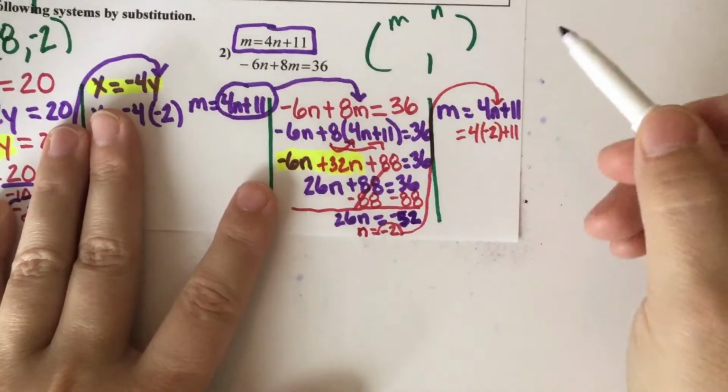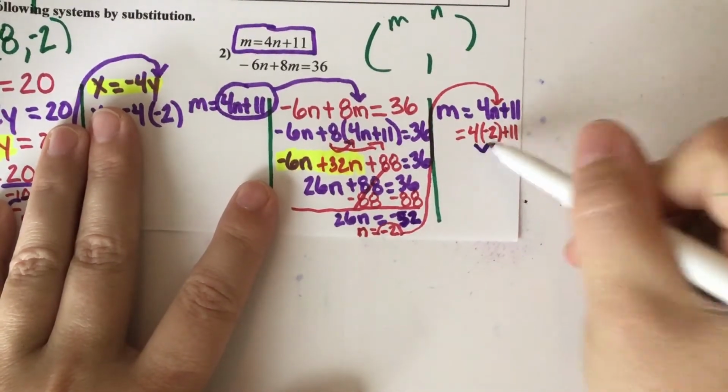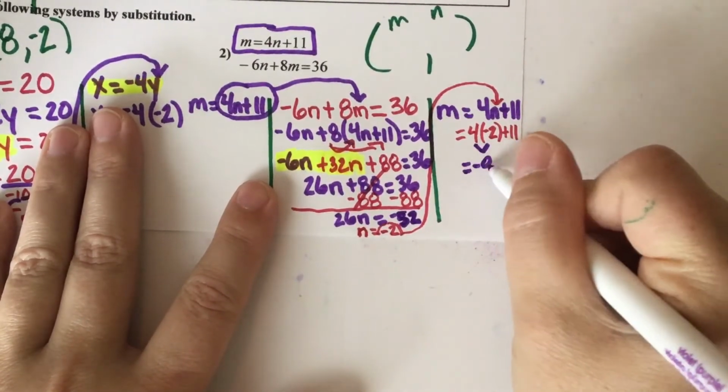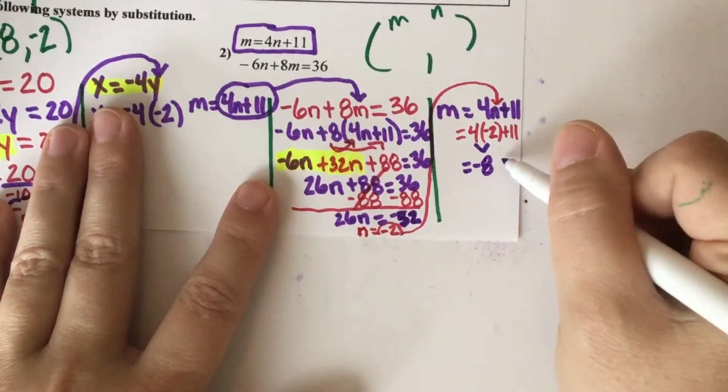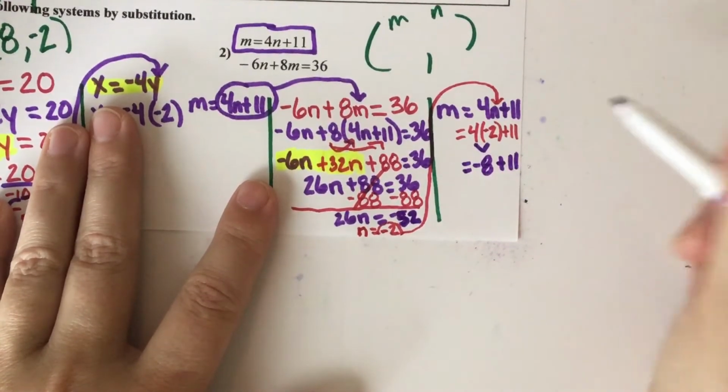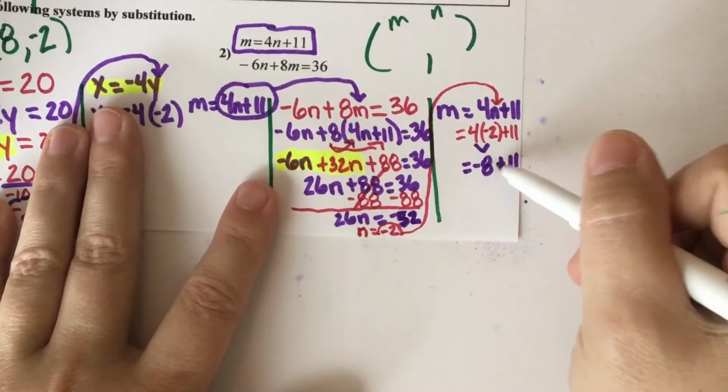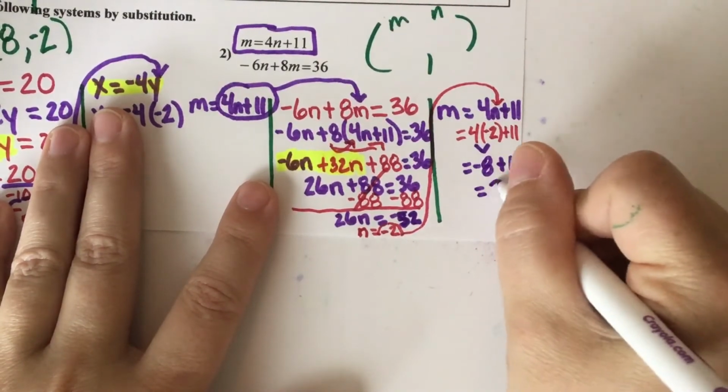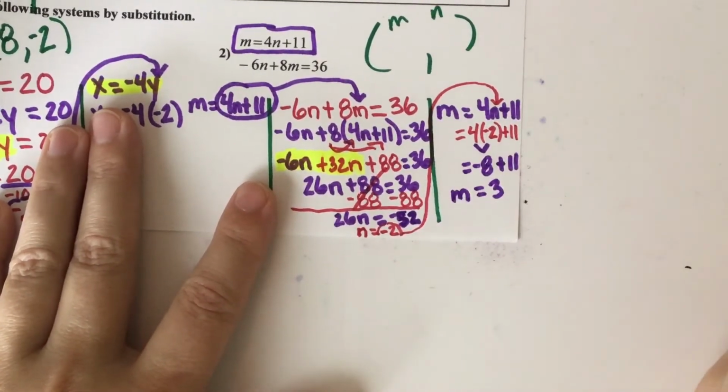Okay, so now I'm going to work it out. 4 times negative 2 makes negative 8. I'm going to recopy the plus 11. And then negative 8 plus 11 makes a positive 3. And that's my M answer.